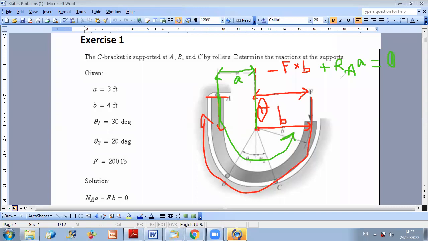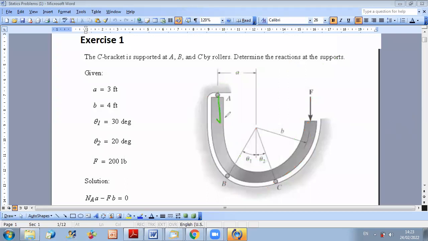In my first equation, the only unknown is RA. So I can say that RA is equal to F times B over A. Okay, and I am done with my first unknown. Now, once I determined RA, the only remaining unknowns are RB and RC. So I just have to write two equations with two unknowns to get the values of RB and RC. Of course, the easiest equations will be the two projections on X and Y, because if you decide to take any other point and do moments about it, it will be challenging.